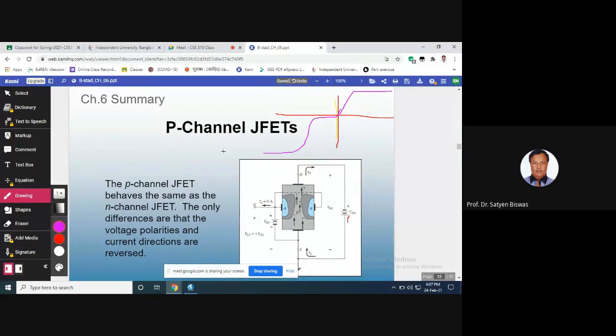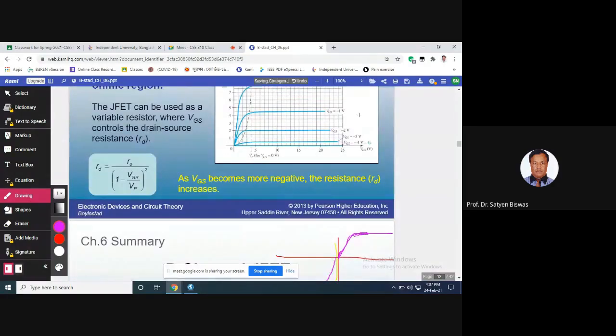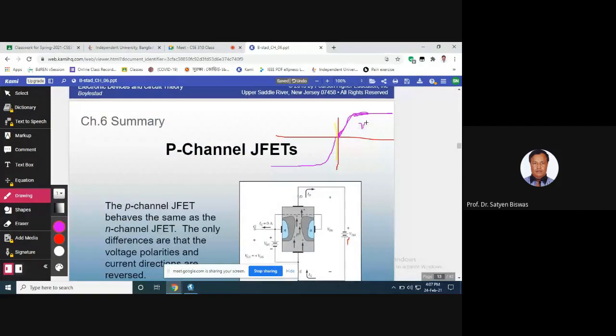Oh no, this one is not right. This one is not good. This one will be here. This one will be like this, the opposite one. And this one should be smoother. And in here, this is positive for n type, this is for N JFET, and this is for P type.